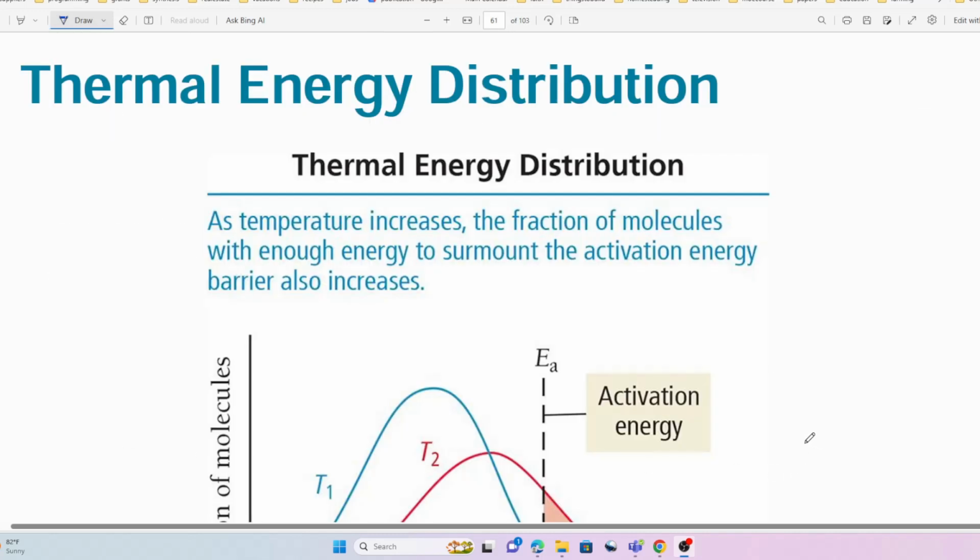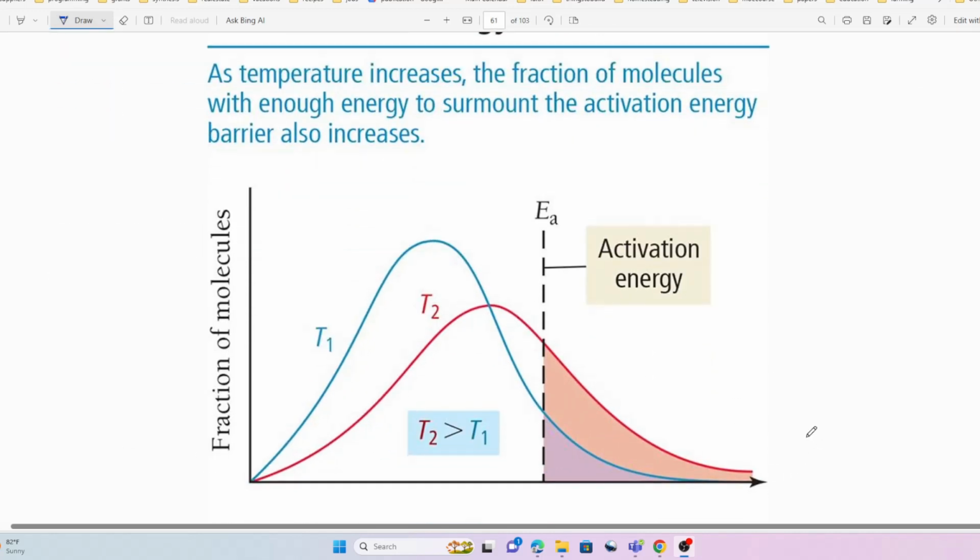Here we see a thermal energy distribution plot. We see here that as the temperature increases along the x-axis, the fraction of molecules with enough energy to surmount the activation energy barrier also increases. The fraction of molecules is given on the y-axis. So we see that the number of molecules with enough energy to overcome the activation energy increases with increasing temperature.